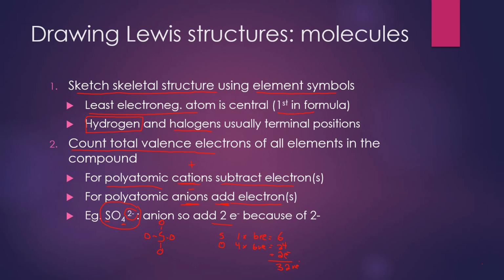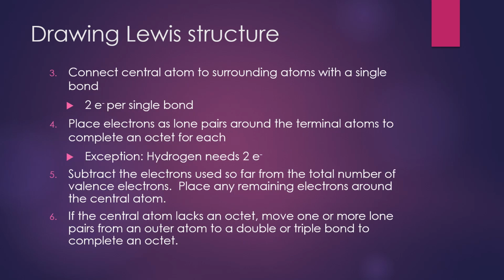Okay, let's move on and see what's next. As you saw in the previous slide, here in step 3, it says to connect the central atom to the surrounding atoms with a single bond. So that's where we had the sulfur with a line and then the oxygen. This line is representing a single bond, and it is worth 2 electrons. Because what's actually happening is, since it's a covalent compound, we have the sulfur with an electron and the oxygen with an electron. They're both sharing those to make a single bond, 2 electrons.